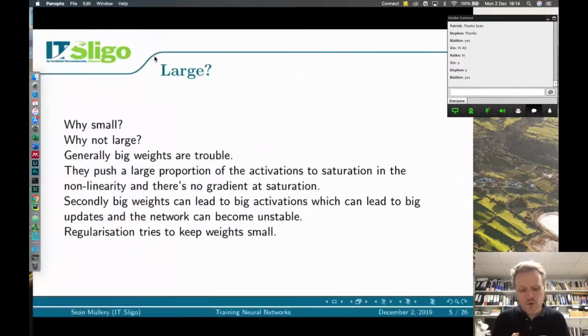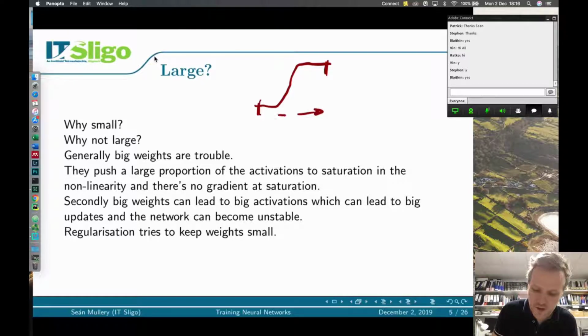Okay, so if we go for large, we're saying, well, why small, why not large? Generally big weights are also trouble. What will happen is if you've got a big weight and you multiply that by the activations coming from the previous layer, you get a big number, and that tends to push them into the activation section. So once again, just to draw some of the activation here, depending on which type of activation it is, you can end up with a lot that are in this saturated zone, simply because our weights are causing activations that are quite large.